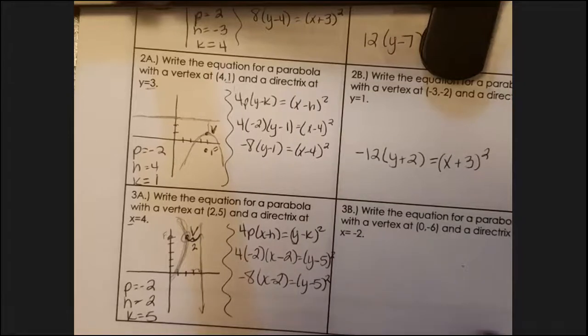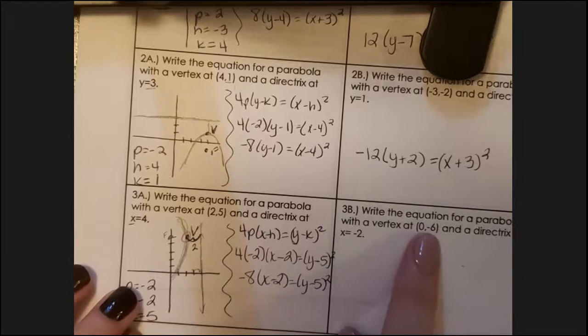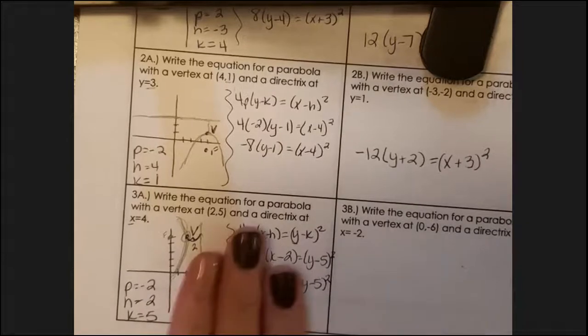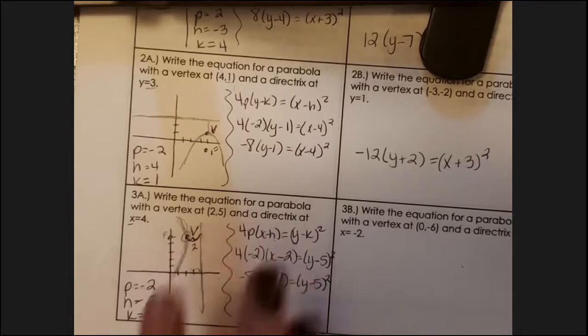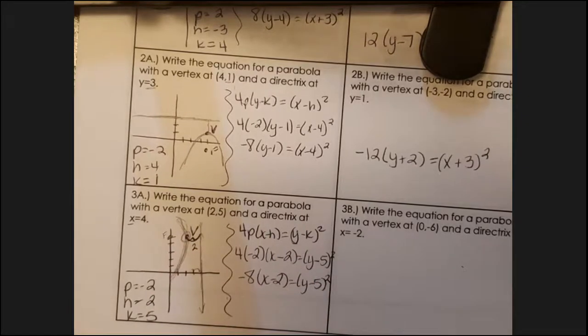All right, so you're going to go ahead and work on 3B. 3B says write the equation for a parabola with a vertex at 0, -6, and a directrix at x equals -2. So that's going to be very similar to this one right here. Make sure that you're using the right formula. And when you are finished, please go and check your graph and make sure that your graph looks like what you think it should look like, and then come back and check your answer.